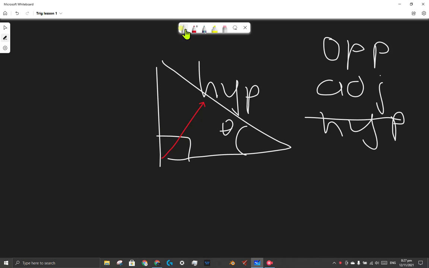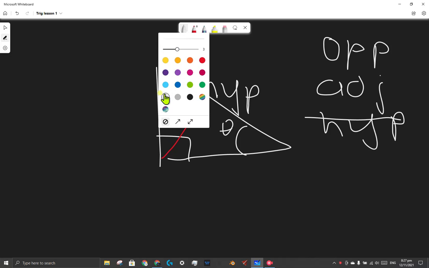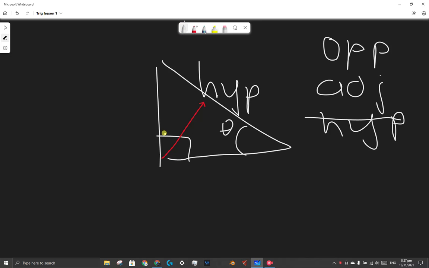Now, to be honest, I like to think of the adjacent side as sort of next to angle theta. So here is our adjacent side. It basically means that it's next to. So that's adjacent out of the way.